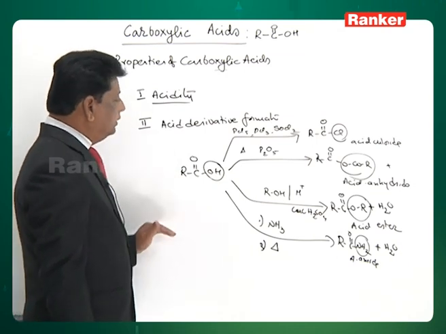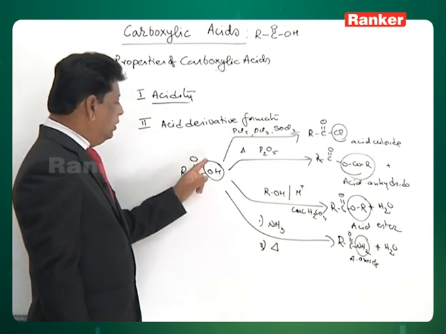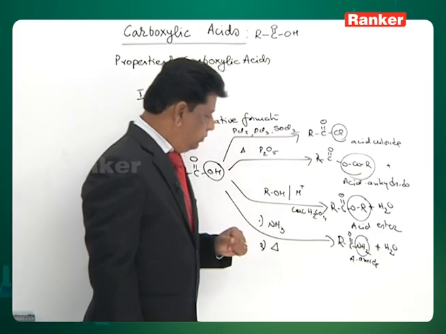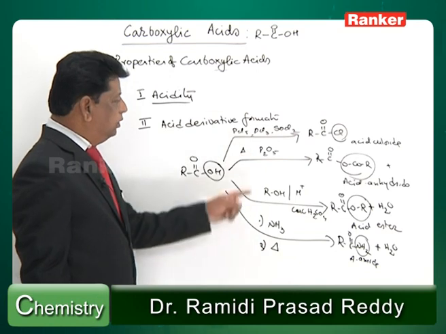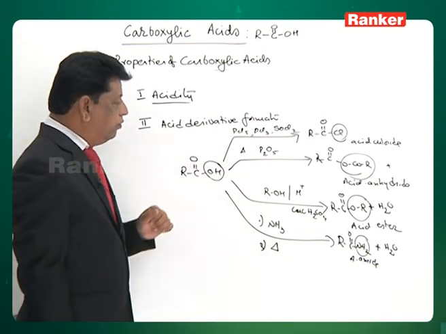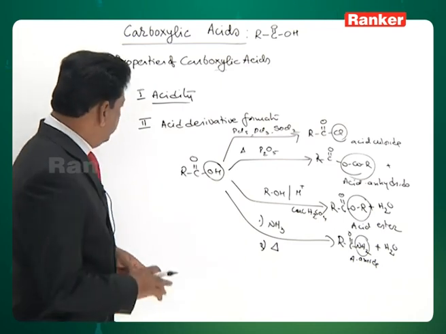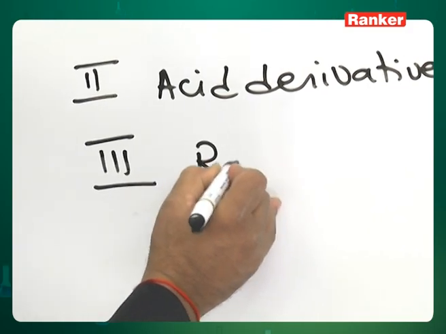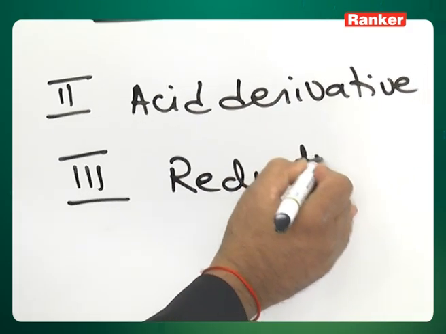But right now, the carboxylic acid losing the OH, in that place only a new group is introduced with a suitable reagent, that is called acid derivative formation. There are 4 acid derivatives thereby prepared. So, let us go for the third property, that is reduction of a carbonyl group.